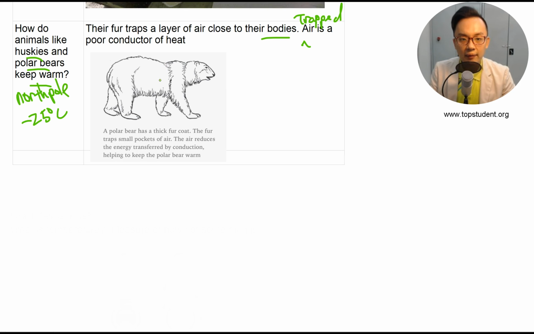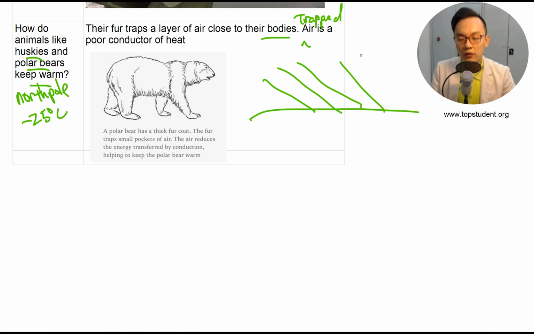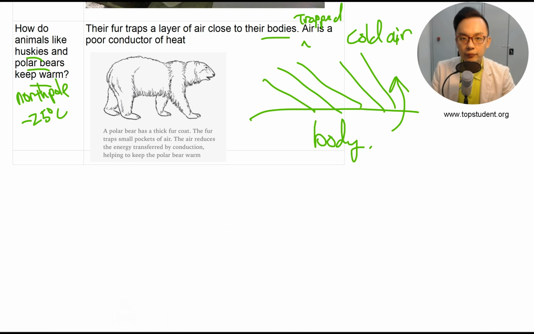So again, the polar bear has a thick fur coat. Let me draw it bigger. This is the hair of the polar bear, this is the body of the polar bear, and this is cold air. So where is heat going to go? From here to here or here to here? Cold air to body or body to cold air? It's from body to cold air.